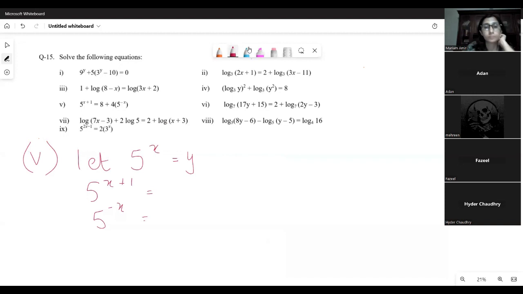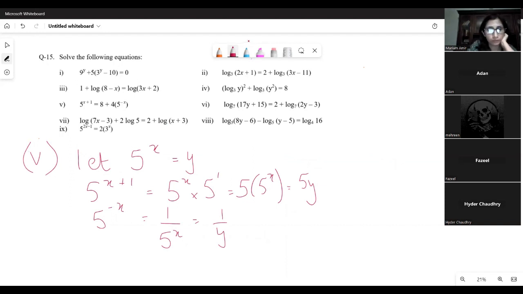5y. Yes. If you've forgotten, it can be written like 5 power x times 5 power 1, which is 5 times 5 power x, which is 5y. And what about 5 power minus x? 1 over y. So the equation becomes 5 power x plus 1, which is 5y, equals 8 plus 4 upon y.